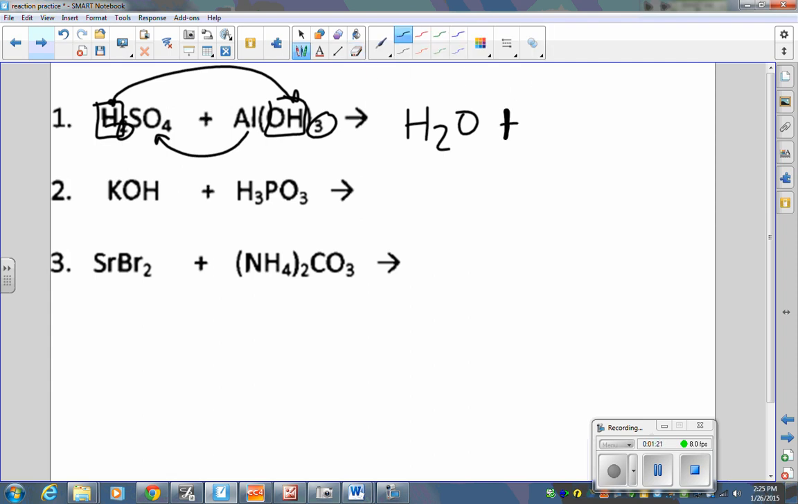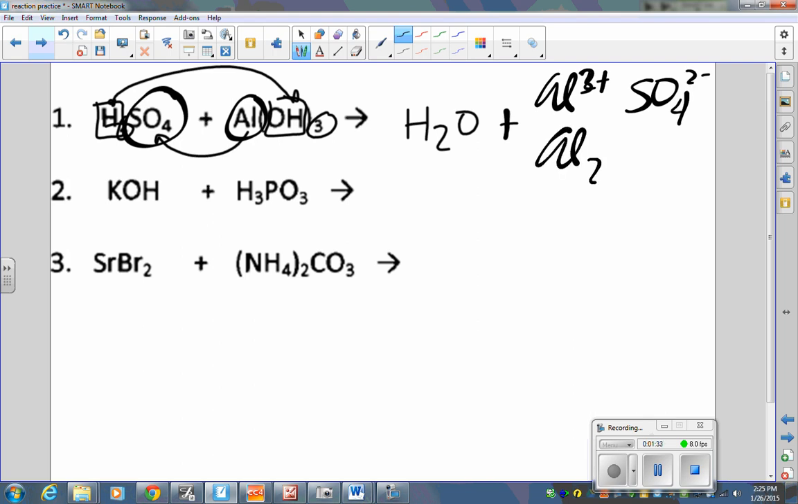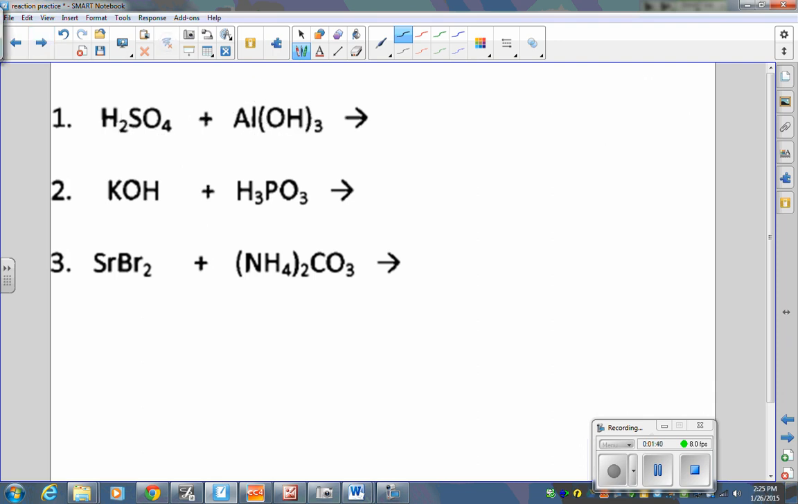Then the only other thing I have to do is go first, last, and crisscross those. Well, aluminum is Al 3 plus, sulfate is SO4 2 minus. I get Al2(SO4)3, and then I go to balance it. Gangster FOIL. I go to do this one.